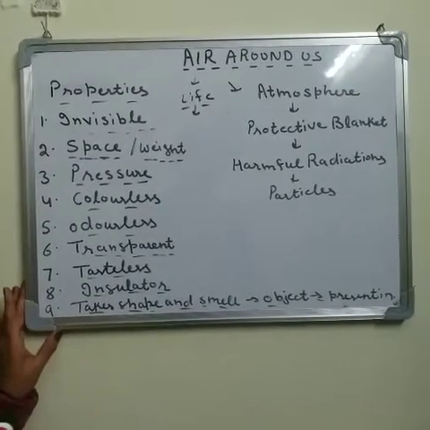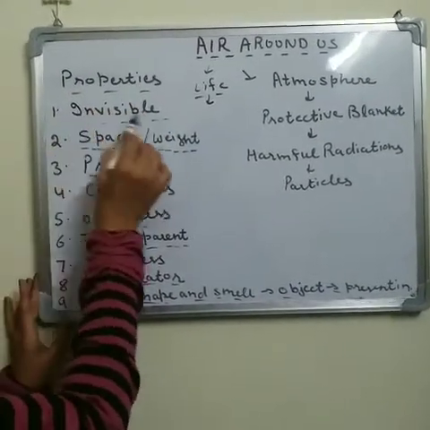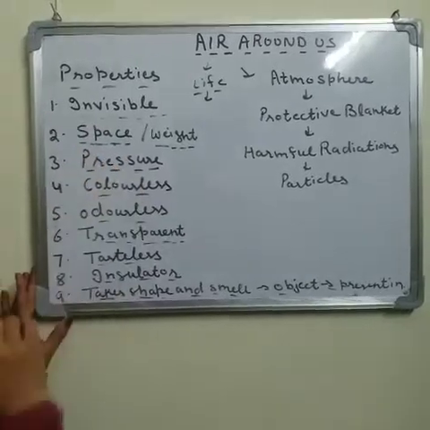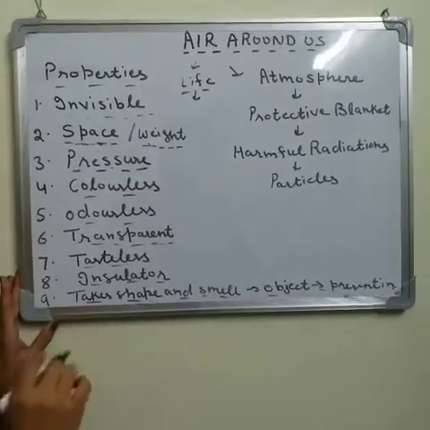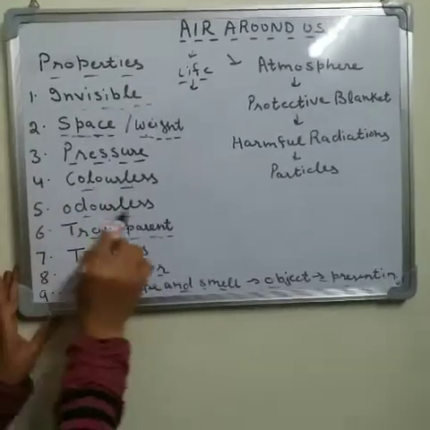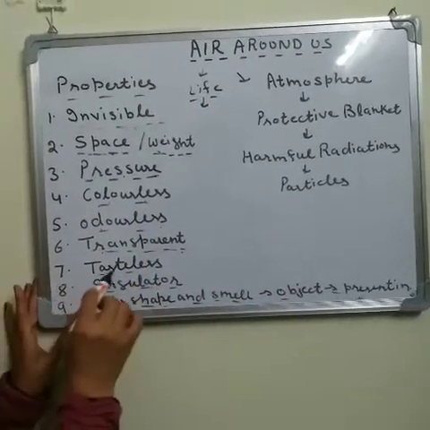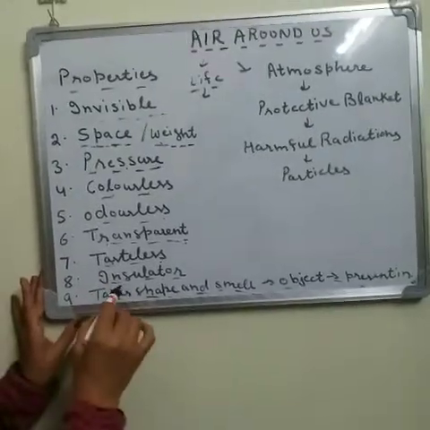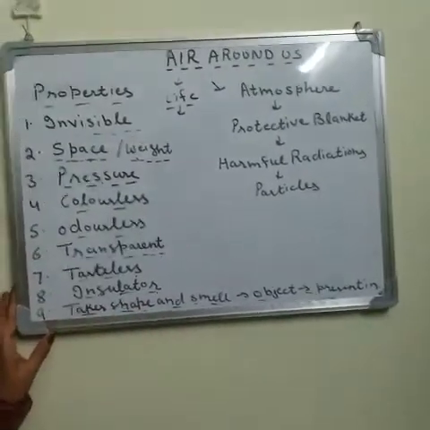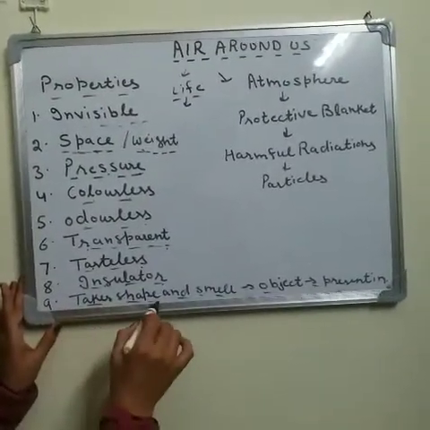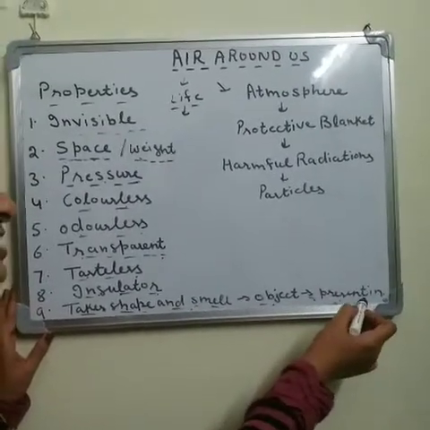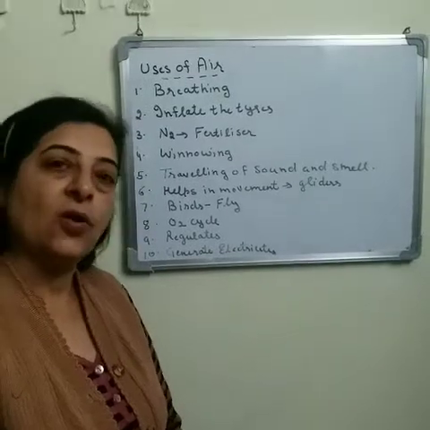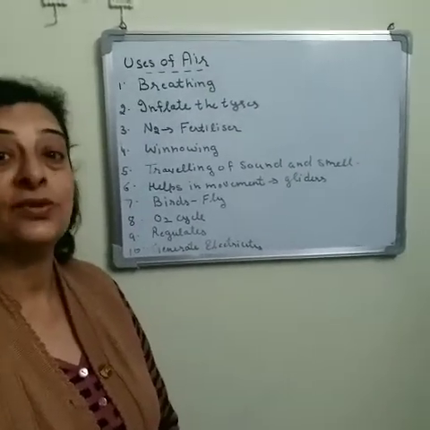Let us do it once again. So it is invisible, it occupies space, air has weight, air exerts pressure, it is colorless, odorless, transparent and tasteless. It is an insulator of electricity, and air takes the shape and smell of the object in which it is present. Now we will discuss the uses of air.